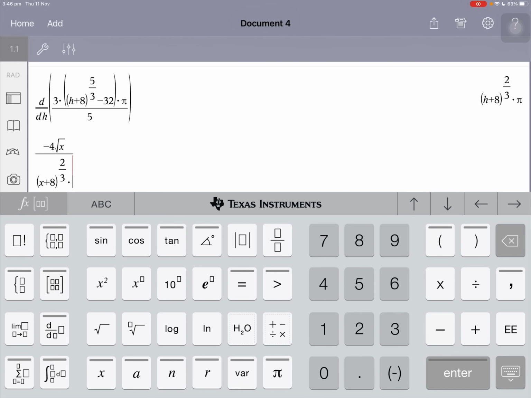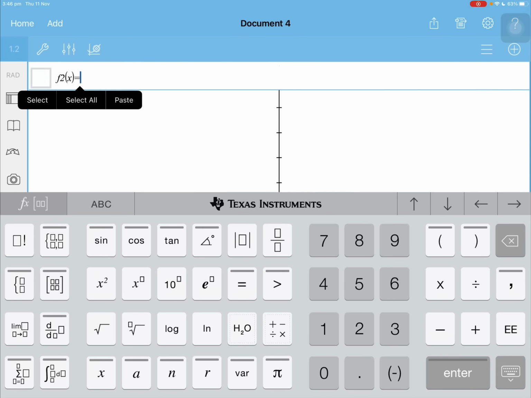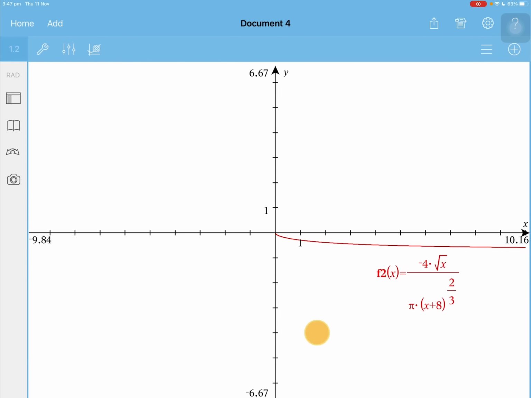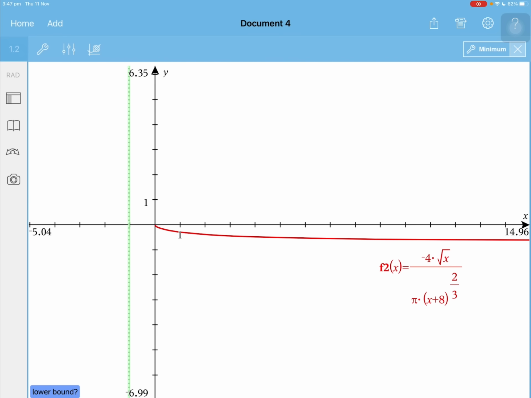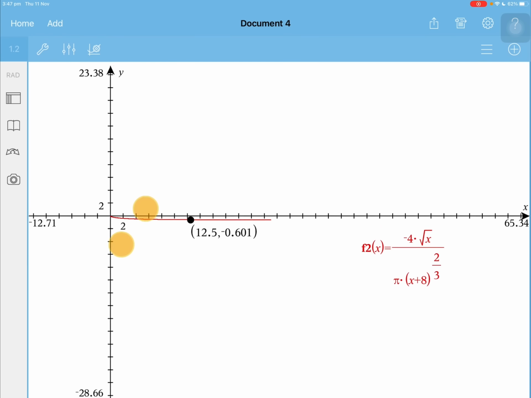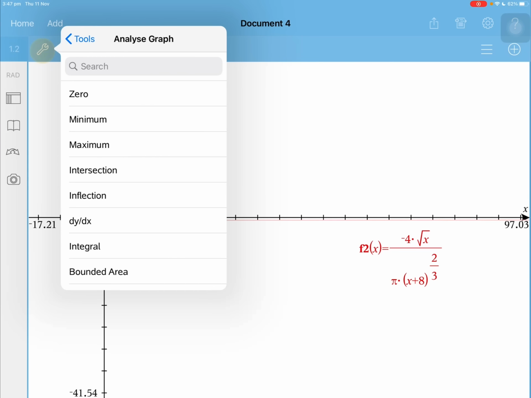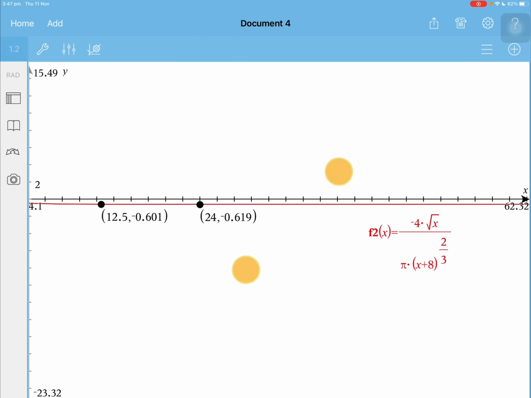All multiplied by pi. Okay, so that's our graph. All I'm going to do is just graph this, and then just go to analyze minimum, because the maximum rate that it's leaking out is going to be the most negative value. There has to be a minimum here somewhere. Let's do that.